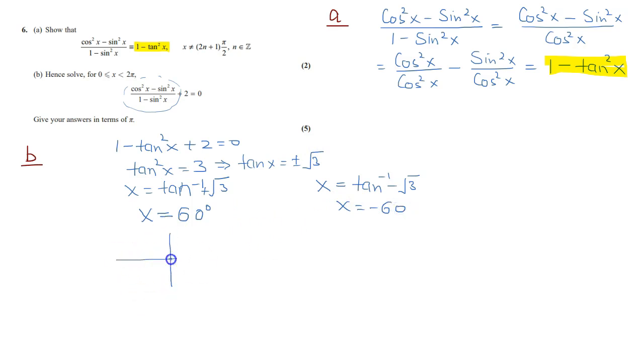Now let's talk about this. X is positive, so A, S, T, C, these two quadrants. So it will be this angle and this angle. We have to write in terms of pi. So 60 is pi over 3, and pi plus pi over 3. So that is pi over 3 and 3 plus 1, 4 pi over 3.